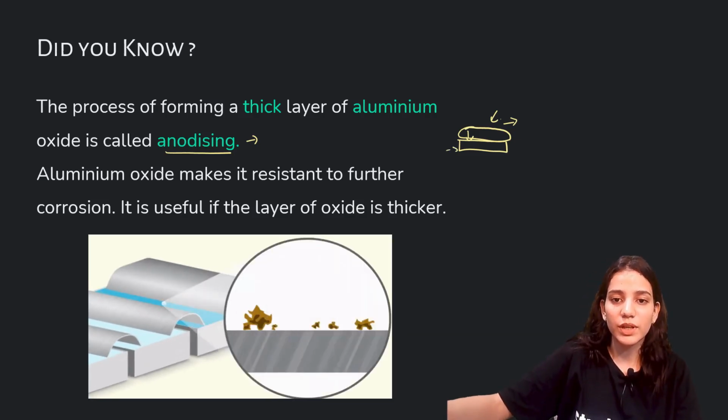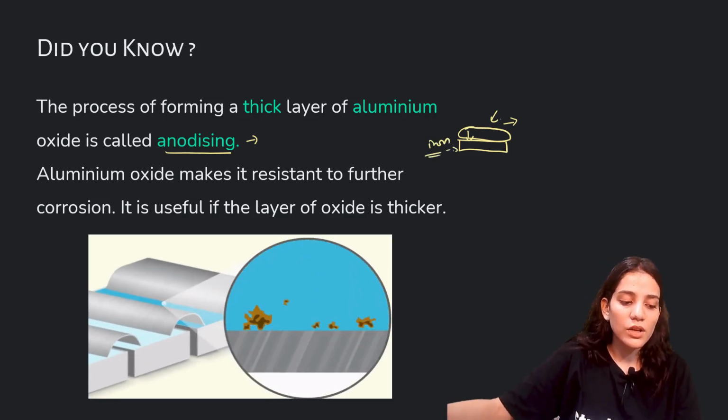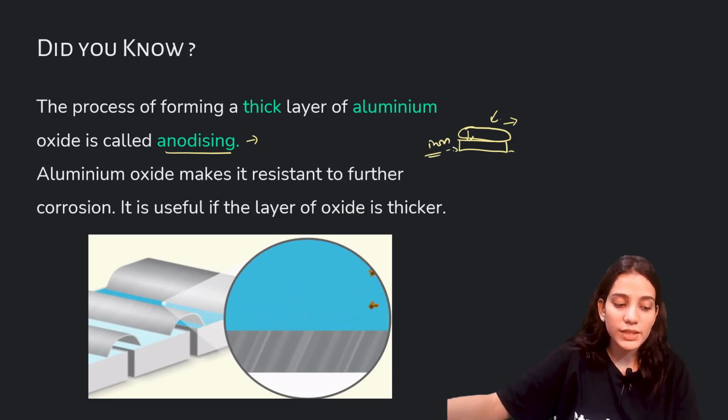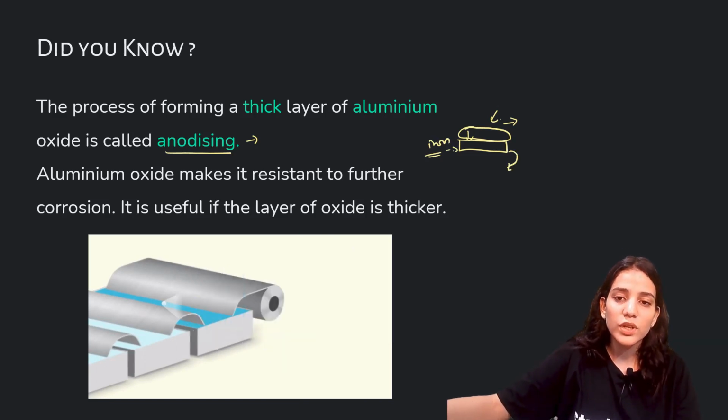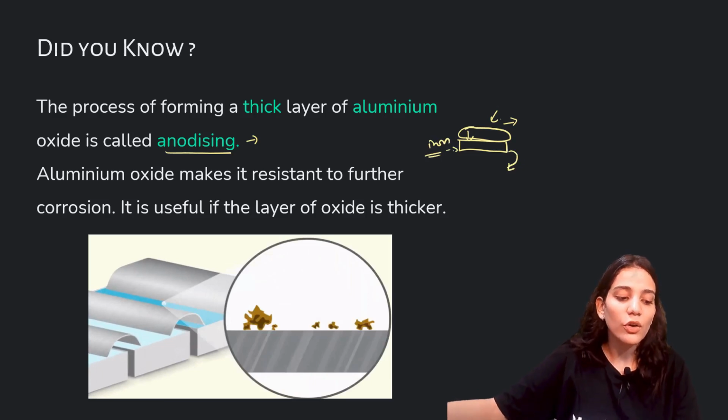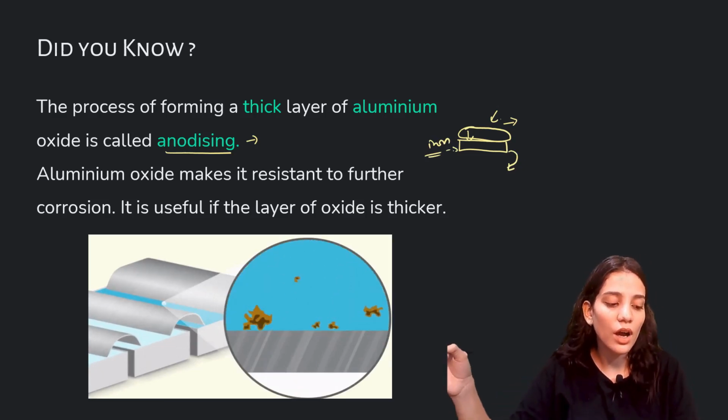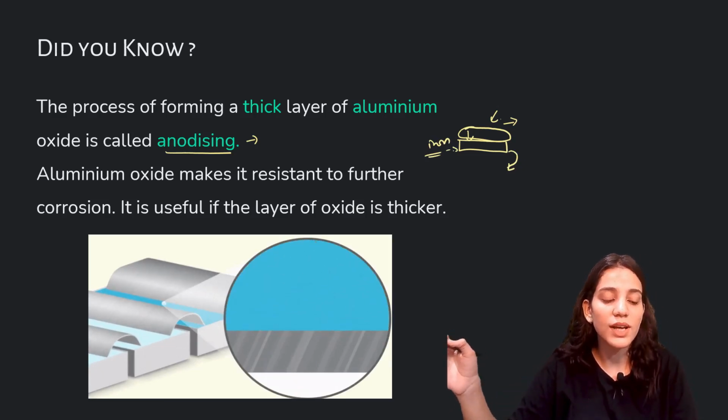For example, here we have iron. This converts the metal surface into a decorative, durable, corrosion resistant anodic oxide finish.